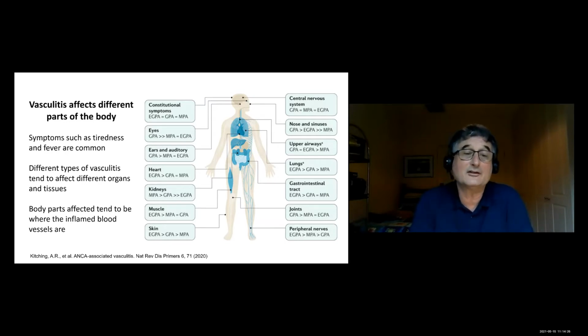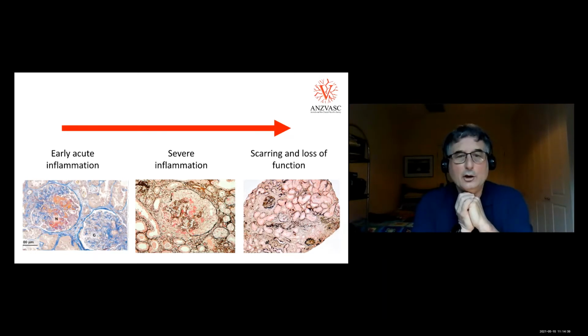So the small blood vessels in the skin causing trouble, you tend to get skin involvement. Small blood vessels in the lung, one tends to get lung involvement. So the organ or tissue that's involved tends to be where the inflamed blood vessels are. And early on, this is the kidney here, and these little round things are the tiny little filters that I talked about, the glomeruli. Early on in acute inflammation, you tend to get signs that things are not quite right.